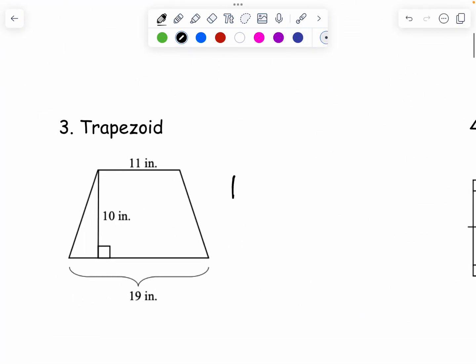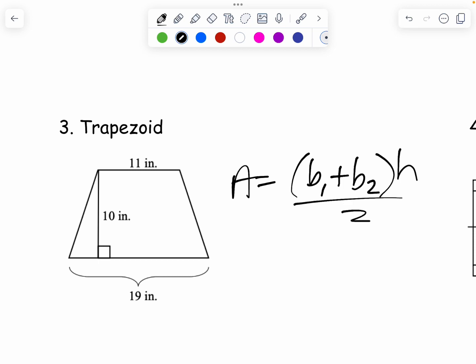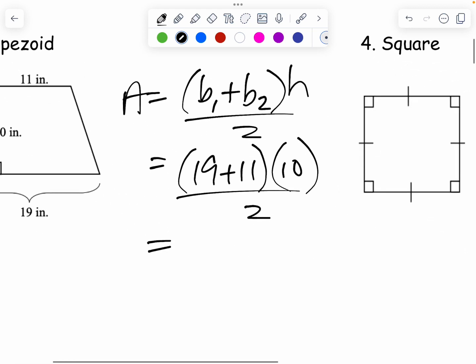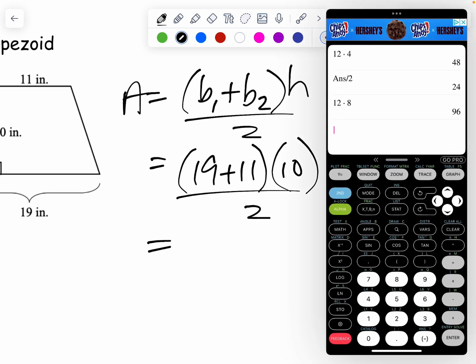What about the trapezoid? We're going to take the first base and the second base times the height and divide it by 2. And the first base is 19, the bottom one. The second base is 11, the top one. The height is 10, and I'm going to divide by 2. And so when I take 19 plus 11, I get 30. I'm going to multiply by 10, and I'm going to not forget to divide by 2 because it's part of the formula, 150.